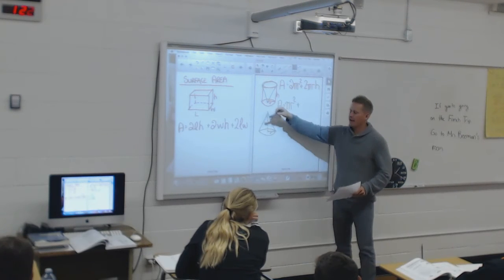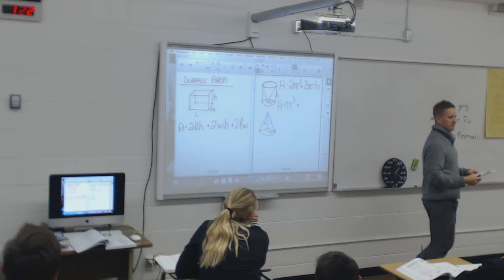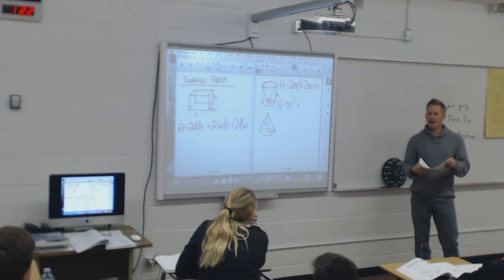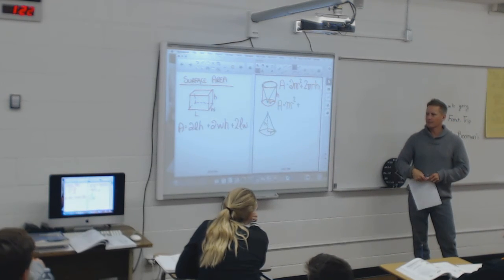So now I need to find the area of the cone itself. Okay, so I need to find the area of the cone itself. Correct?